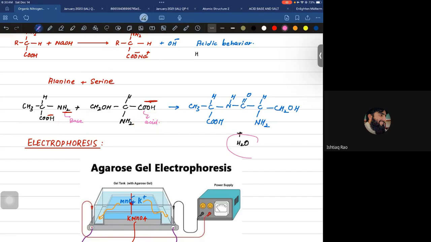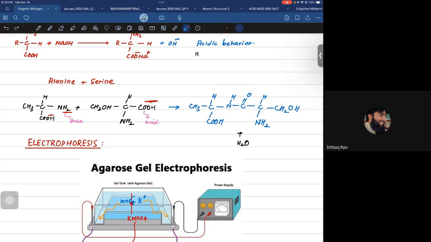So the water would be released, and the rest of the molecules are joined together just like that. Okay, it's very simple. So he would be giving you different amino acids, and you are supposed to react them together, you are supposed to add them together.